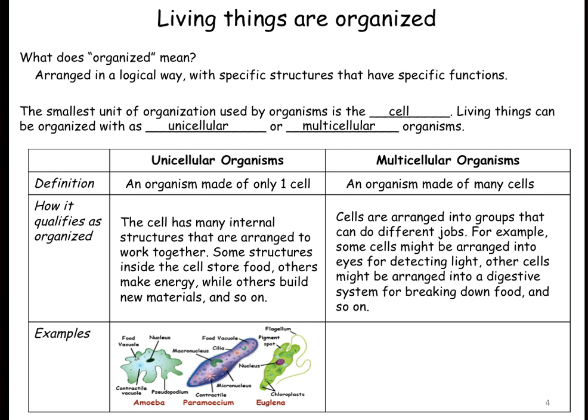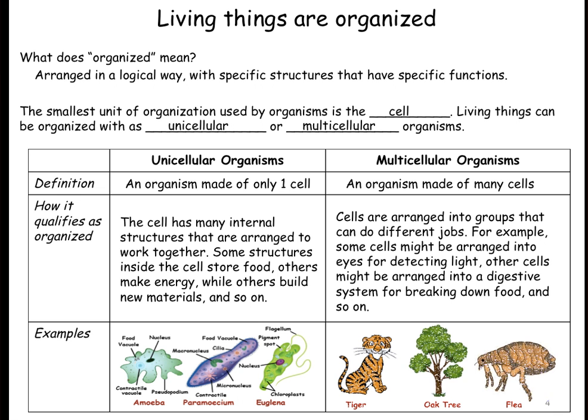Okay, here's your long sentence again. What this organization means in a multicellular organism is that the multiple cells, sometimes in the trillions even, are arranged into groups that can do different jobs. For example, some cells might be arranged into eyes or leaves for capturing light. Other cells might be arranged into a digestive system for breaking down food, and so on. Animals, plants, and many fungi are multicellular.